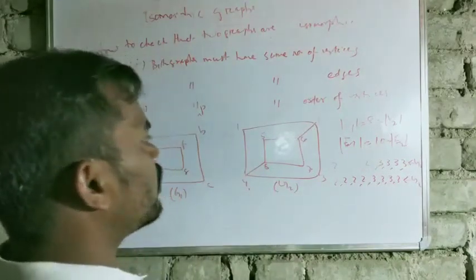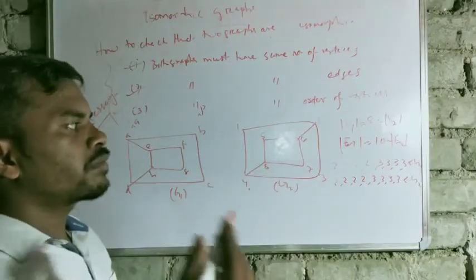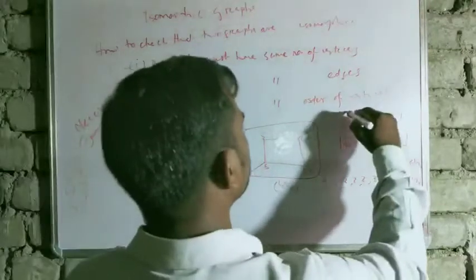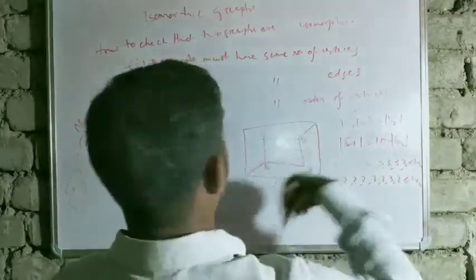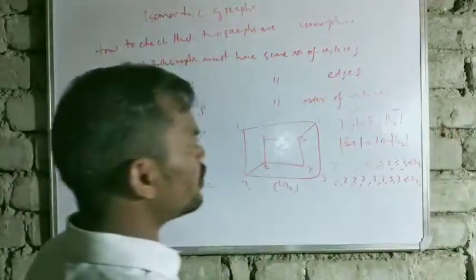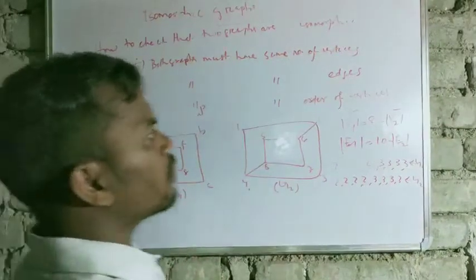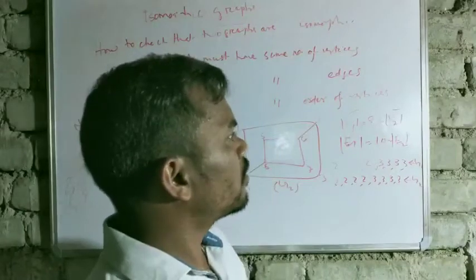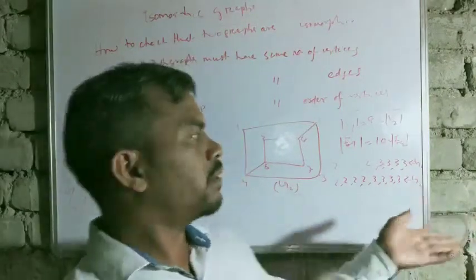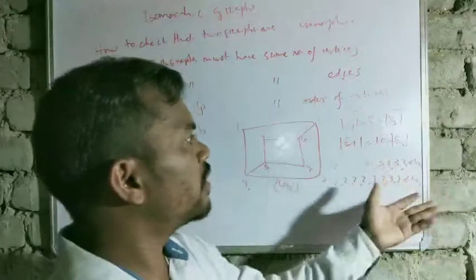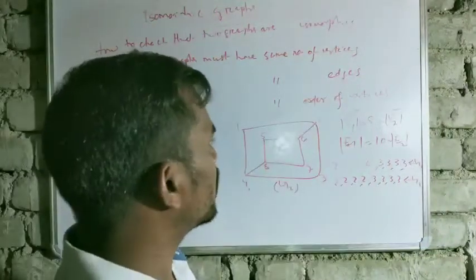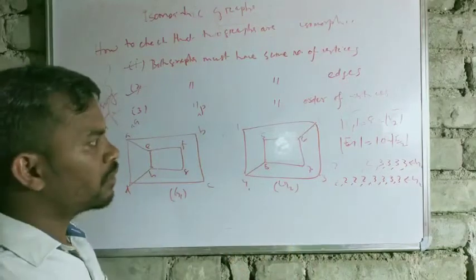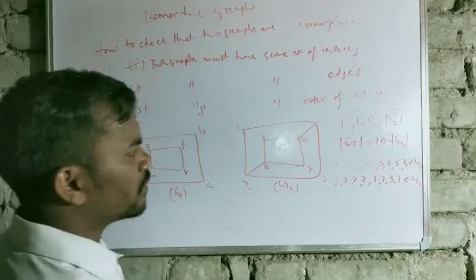Now I will find the mapping f from V1 to V2, that means from the vertex set of G1 to the vertex set of G2. If you are able to find a one-to-one corresponding mapping, then it is okay. If there does not exist any one-to-one corresponding mapping from V1 to V2, then we can say that they are not isomorphic. Now let's try to find it.